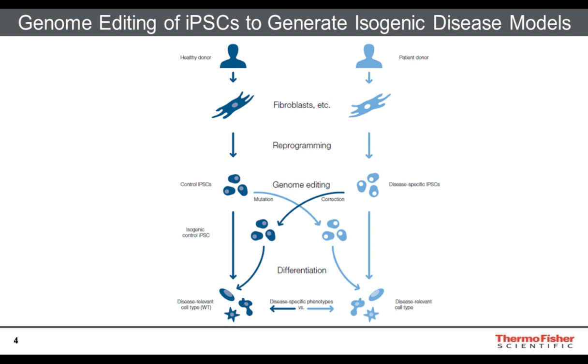For example, we could take a healthy donor, derive its iPSCs, and then use genome editing to introduce particular mutations to mimic a diseased donor sample. And in the opposite direction, we could take a patient sample, derive the iPSCs again, and then do a genome edit to correct those disease-relevant mutations so that you now have a matched isogenic pair coming from the same donor.